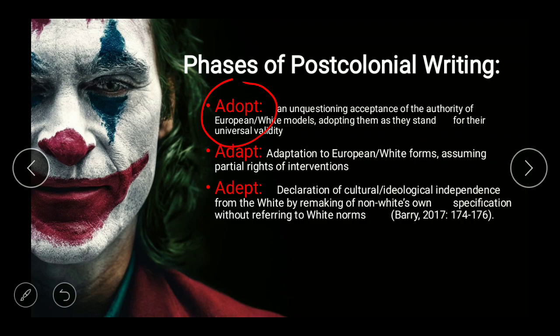Okay. The second one is called adapt. So a kind of adaptation they do to this white or European norm, standards, ideology, assuming there is a partial right of intervention. So the author, in this case, plays safe, and includes both ideologies, white or European, and non-white, non-European ideology. So there's a kind of intervention.